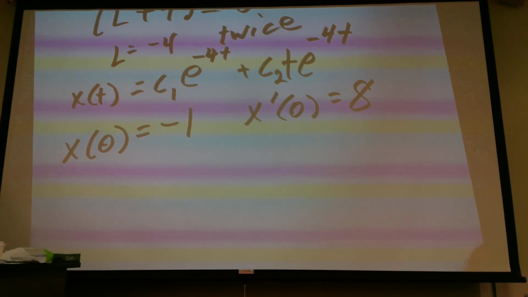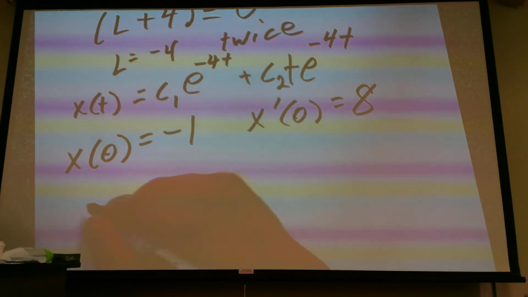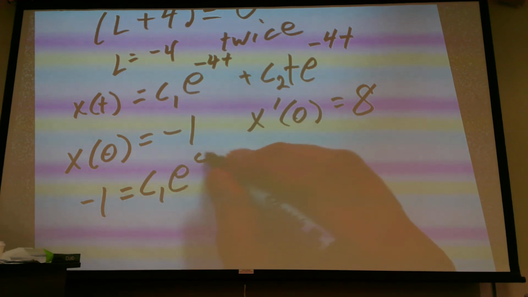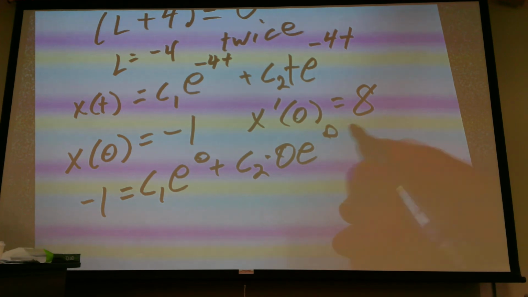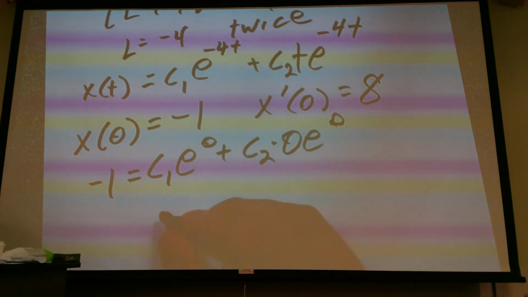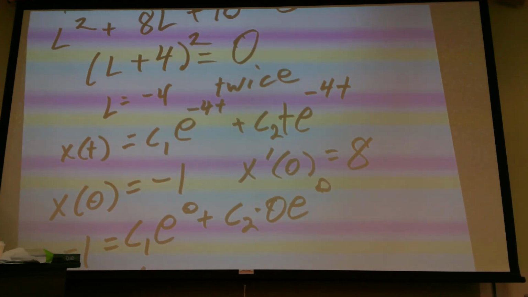Okay, so let's do the first one. x of 0 equals -1. So -1 would equal C1 times e to the 0 plus C2 times 0 times e to the 0. So that means that C1 equals -1. Okay. Now I'm going to have to take this guy's derivative. I'm going to have to do the product rule on the second one.